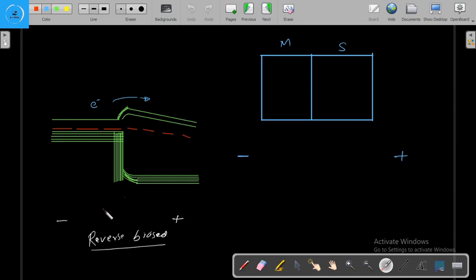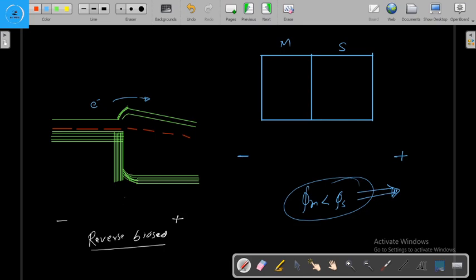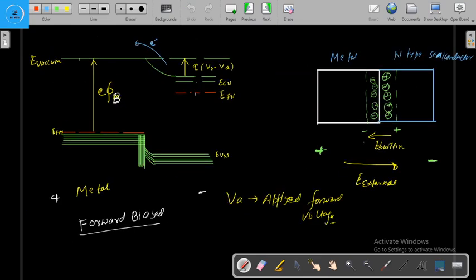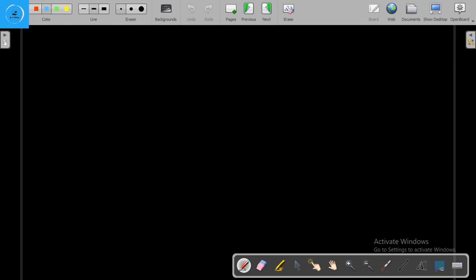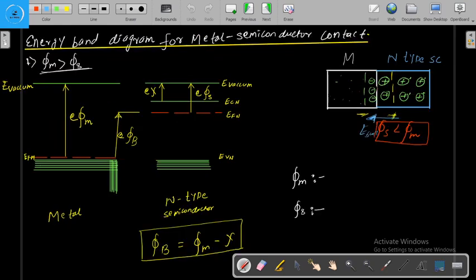Here we can say that when phi m is less than phi s, the depletion region that forms on the semiconductor side is not effective. But when phi m is greater than phi s, the depletion region that forms inside is very effective, and it makes the contact a rectifying contact.